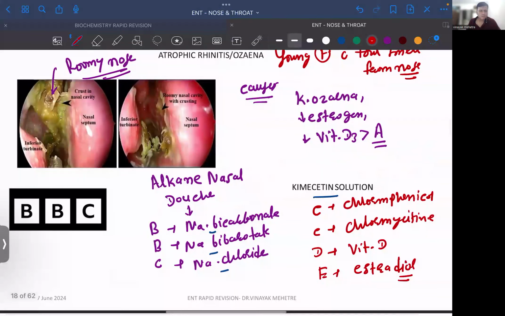Again, I'm repeating. High socioeconomical female, allergic rhinosinusitis. Emotional female, vasomotor rhinosinusitis. Young female with foul smell from the nose. Answer is atrophic rhinitis. Atrophy of rhinus, that means nose.